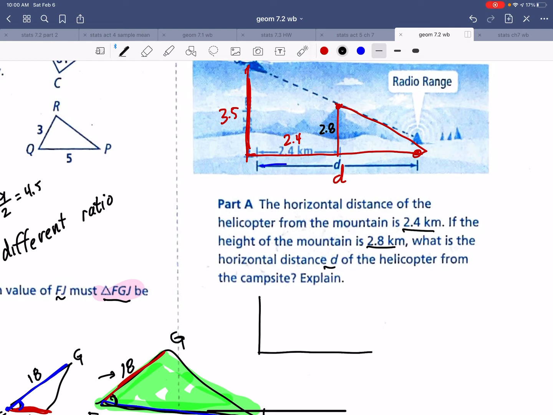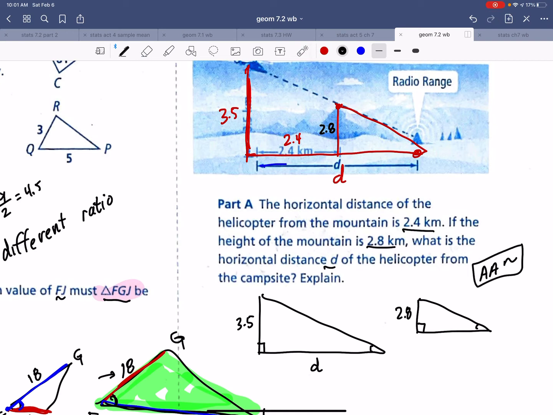Okay, so I have my big triangle. I've got my horizontal distance D. I know that's a right angle, right? And there we go. Now my smaller triangle, I know this is 2.8. And we know these sides make the same ratio because of the angle from the ground. So this works because of angle similarity. And it's exactly how we use radar to figure out our distances from objects.